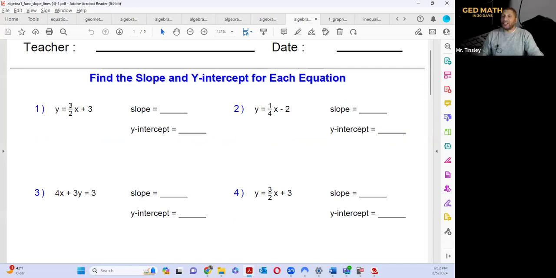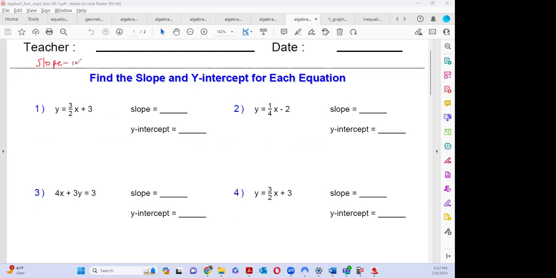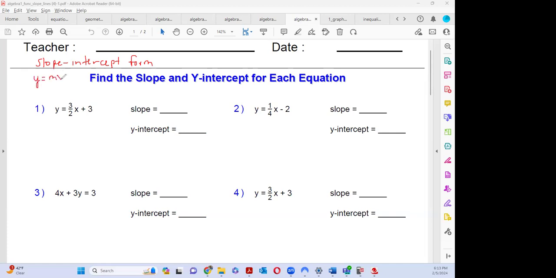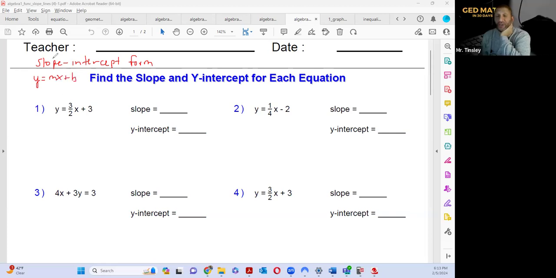So can anybody tell me what slope-intercept form is? That's where they meet? No, that's called the y-intercept. What I'm talking about is the slope-intercept form of a linear equation. Can anybody tell me what that is? It's y equals mx plus b. You have to know this. The slope-intercept form of a linear equation is y equals mx plus b.